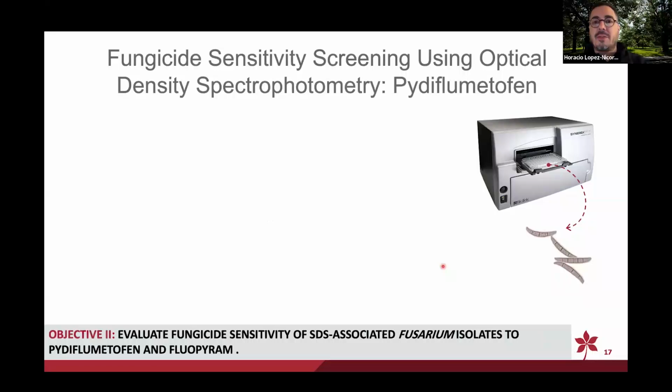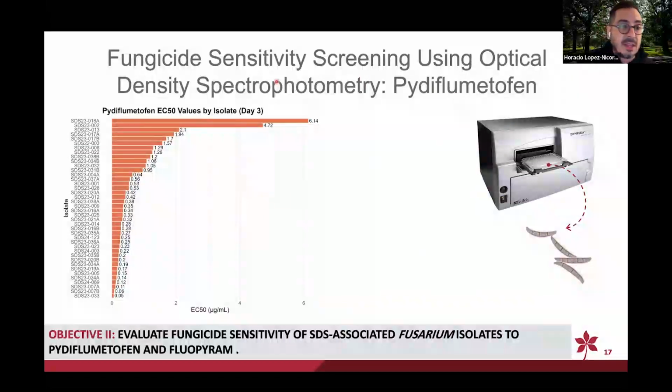What Jenna did was use a spectrophotometer to do this very quickly. She would put all her isolates in these wells with a different dose of the products. In this case, I'm going to show the data from the Saltro active ingredient. She would set it up on a Friday and then come back on a Monday and get all the data. So she actually optimized this protocol. And you can see here on the y-axis, we have all our isolates that, by the way, all of them were Fusarium virguliforme, a very prevalent species that causes SDS in North America.